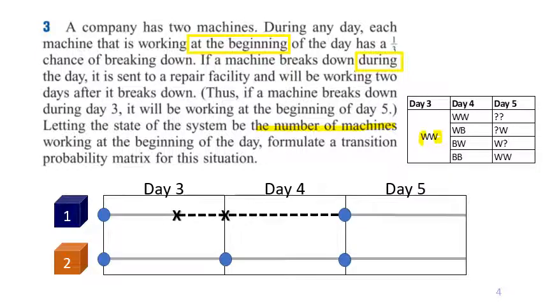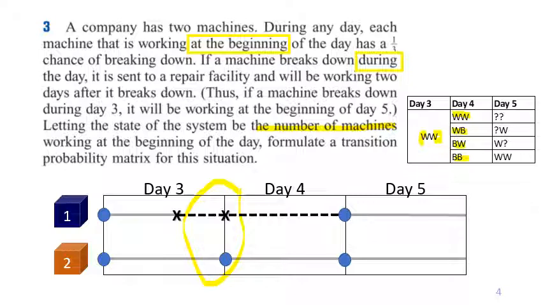So what are the possibilities for these two machines at the beginning of day 4? Well, you may have both machines working, so we have WW. Then you might have the first machine working and the second broken down. The third one is what is shown here: the first machine is broken down and the second one is working. And it is also possible that at the beginning of day 4, the status of both machines is broken down.